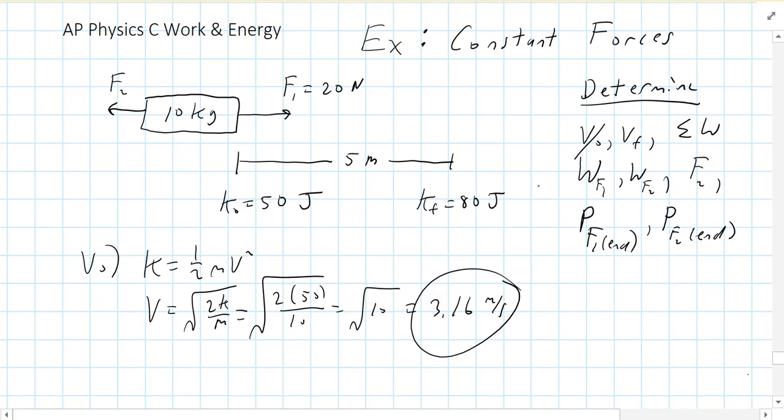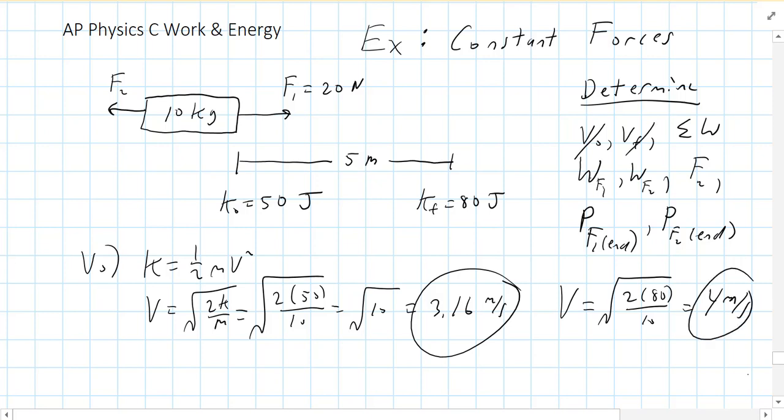V final, you would do the same thing for. I'll do it over here. So V final, same equation. The only difference is instead of 50 joules, we have 80 joules in here. So you get root 16, which, hey, is 4 meters per second. Okay, so there's our V final.